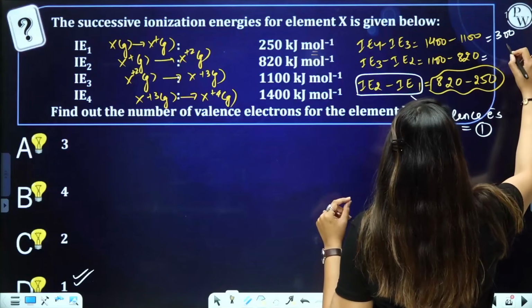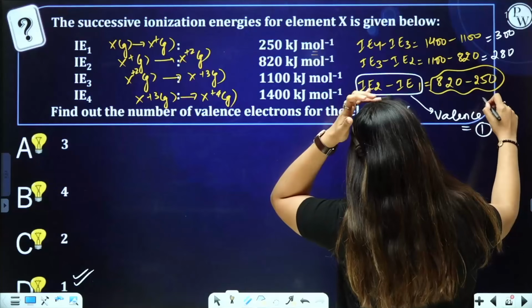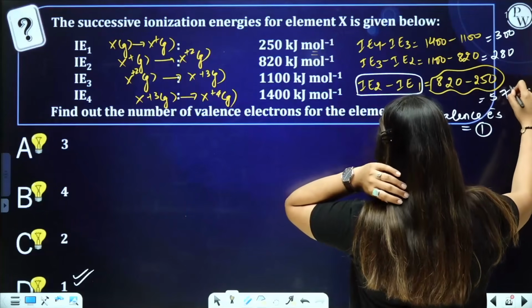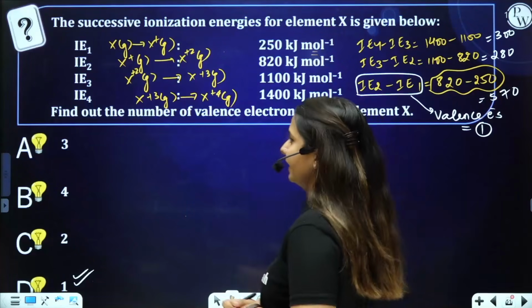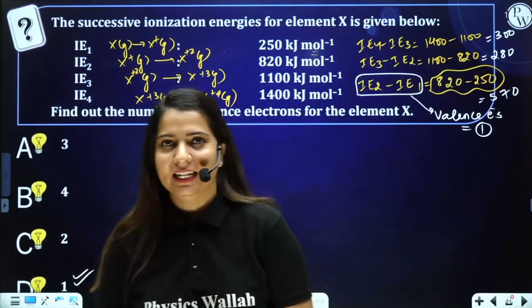This is coming out to be 280. And this is coming out to be around 570. If we calculate the exact, the smaller the number, that will be the number of valence electrons.